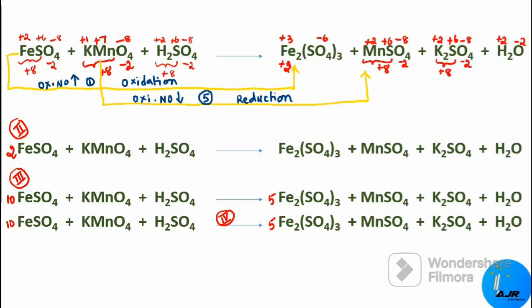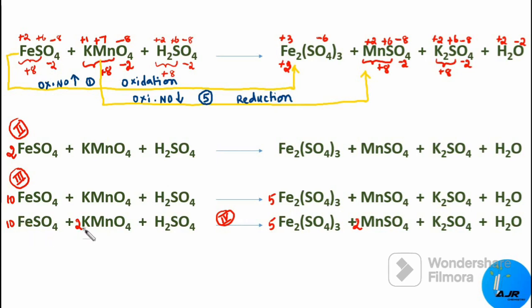Okay, so first for that let me check potassium first. Here we have 1K, whereas here we have 2K. Is it not? So I'm going to put 2 here to balance potassium. So now potassium is balanced. Next I'm going to check manganese. How many manganese is here? 2 Mn. Is it not? But here only 1 Mn. So let me put 2 here again. Now this Mn is also balanced. Okay.